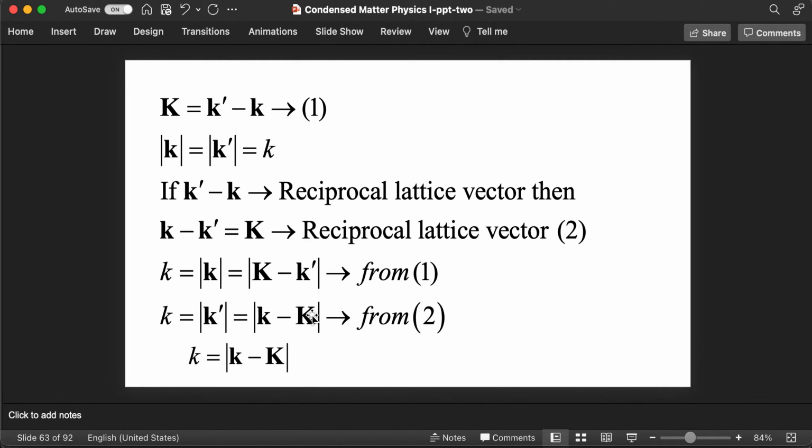So we have this, which is the von Laue condition. Now, like I said, we are only going to consider elastic scattering. So the magnitudes of k and k prime are the same. We'll write it as k. So if k prime minus k should be a reciprocal lattice vector, then obviously k minus k prime should also be a reciprocal lattice vector, some other reciprocal lattice vector. So from equation 1, I can write this, and from equation 2, I can write this. And because we are considering elastic scattering, I can essentially equate the two and write this.